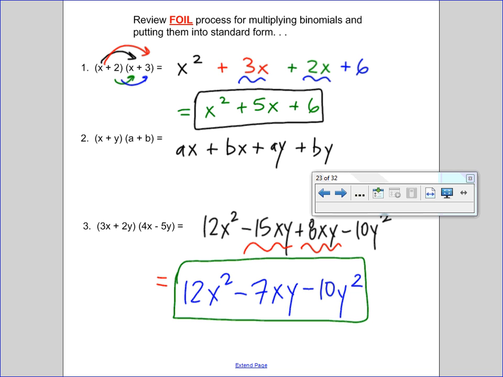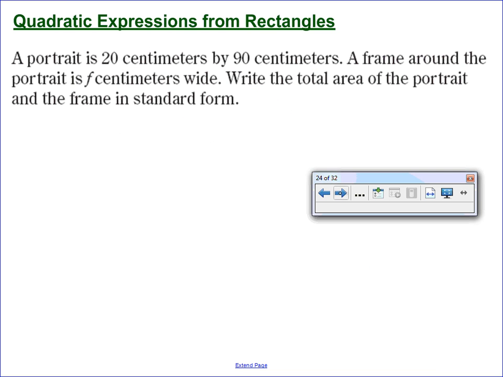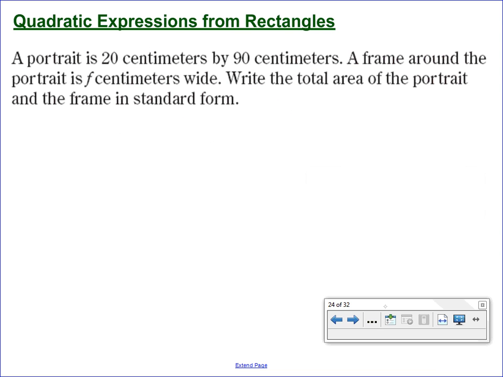So raise your hand if you have 12x squared minus 7xy minus 10y squared. We got that last one, number 3. Awesome. Let's go ahead and do some things with it now. So let's go ahead and model some area problems as our final content objective, you guys. We're going to model some area problems using polynomial expressions.